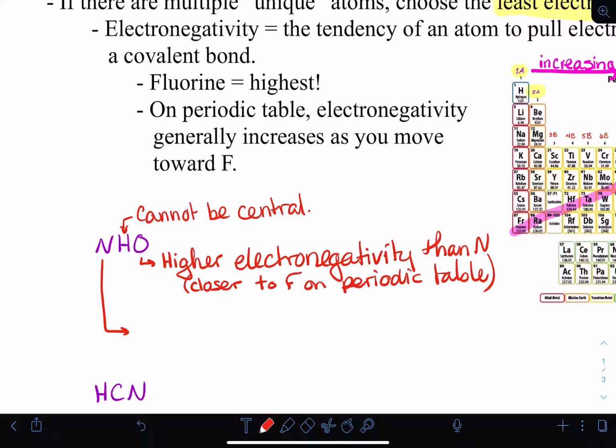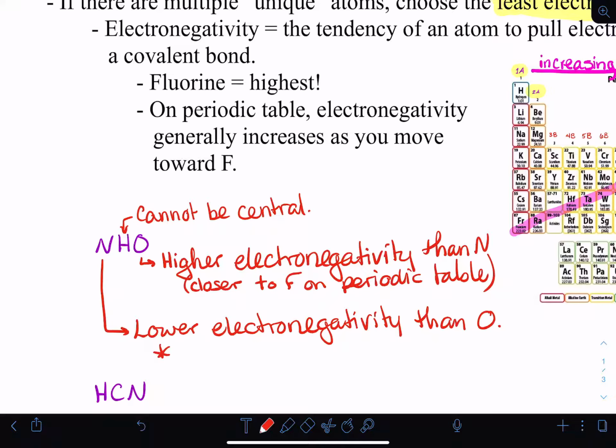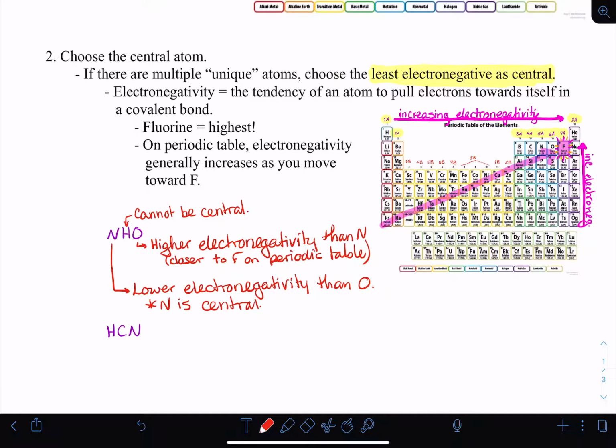Nitrogen has a lower electronegativity than oxygen, which means that nitrogen is going to be our central atom. So when you have more than one unique element, as we do here, you need to think a little bit deeper. Look for this trend in electronegativity. Whichever one is lower is usually going to be your central atom.